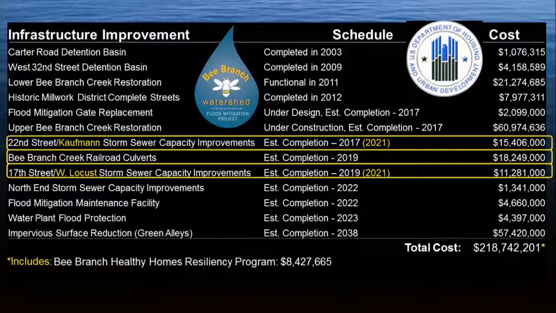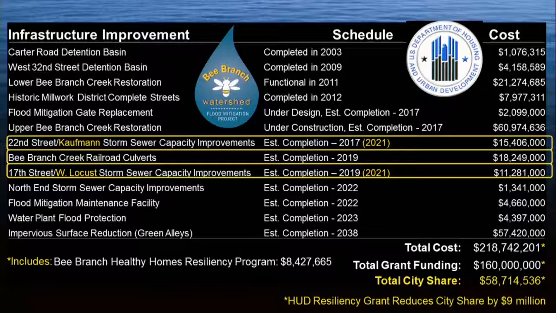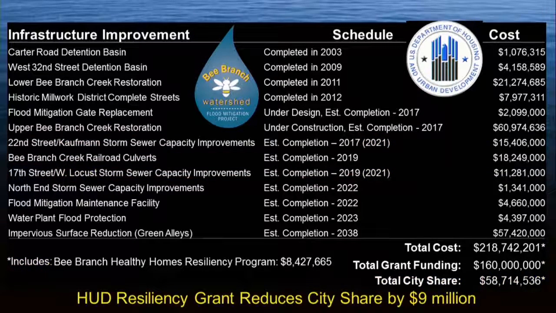I don't list the Bee Branch Healthy Homes Resiliency Program as another $8.5 million or so. That's on the housing side, where I'm mainly concentrating on the infrastructure side. But when you consider that as part of our overall flood mitigation project, it increased our total project cost to about $218 million. And then with the grant funding through HUD, our city share actually goes down while the scope of our projects is actually increasing. So that makes it worth the slight delay in getting going on some of these improvements.